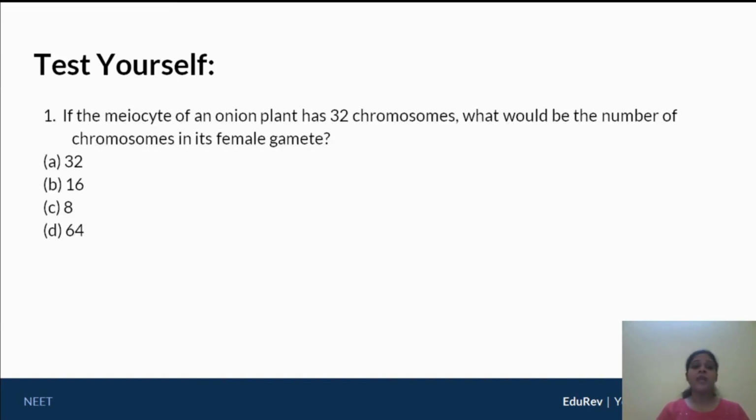The first, if the meiocyte of an onion plant has 32 chromosomes, what would be the number of chromosomes in its female gamete? Now we have already discussed that the meiocyte is the diploid mother cell that must undergo meiosis. So obviously speaking, if the meiocyte is 2n, that is 2n is equal to 32, the gamete has to be half of that. So the answer here is 16.